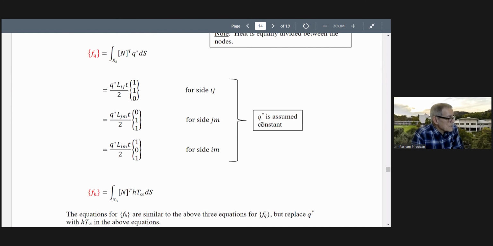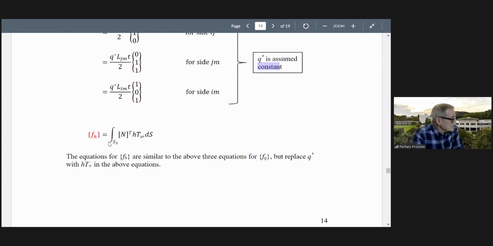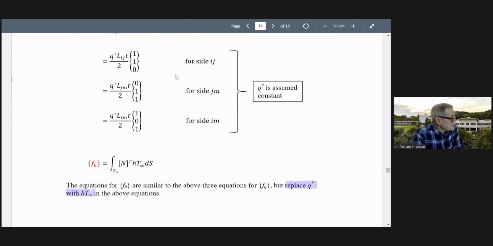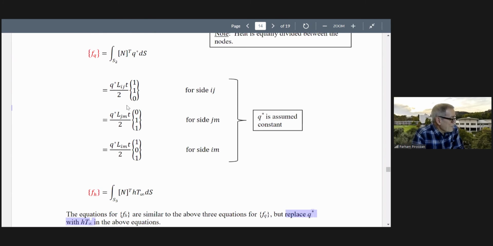Q star is assumed constant here. As you see, this is constant. So to do this one, just replace these things. I have put this note here. In these equations, replace f sub q, replace this q star with h t infinity, and that's what you get, f sub h.